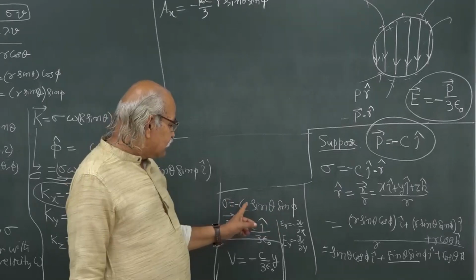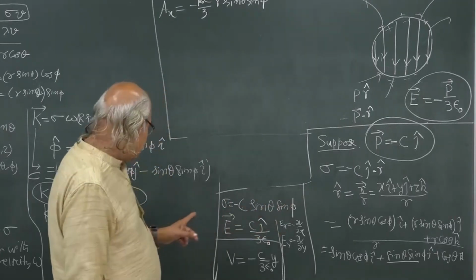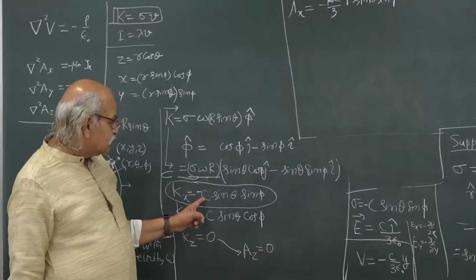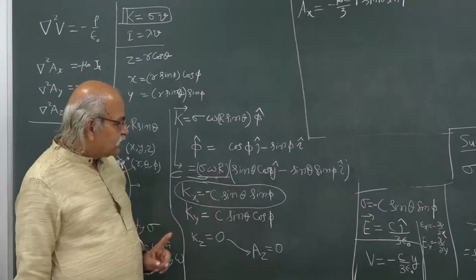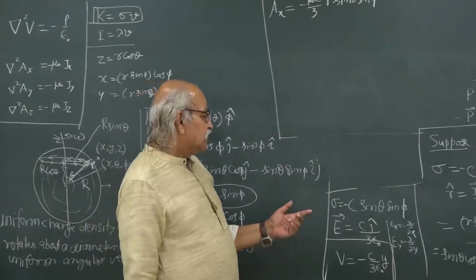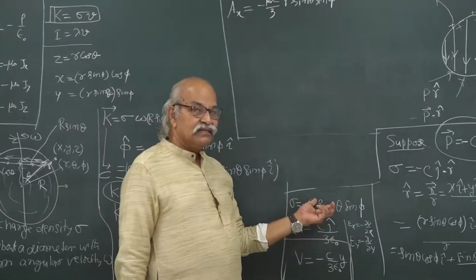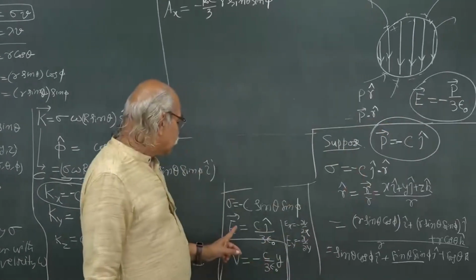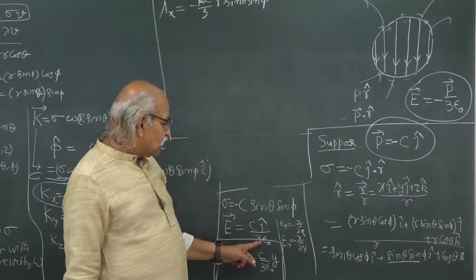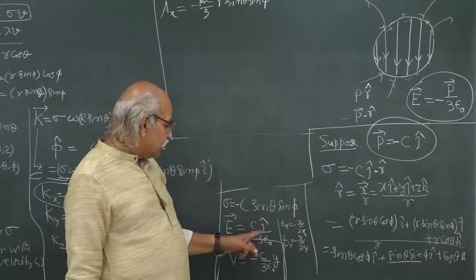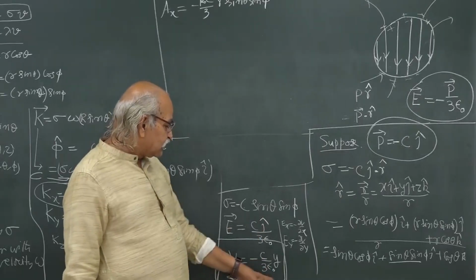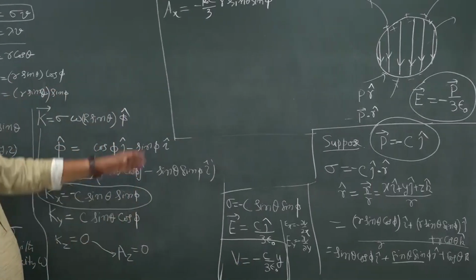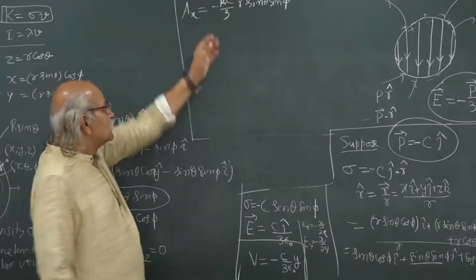Now, this charge density has the same expression as here, minus c sin theta sin phi, and therefore, if this is the charge density, then the electric field is given by this expression. Using this, we got the electric field which was a constant in the y direction, and therefore, the potential was this. Then putting y as r sin theta sin phi, we wrote this.